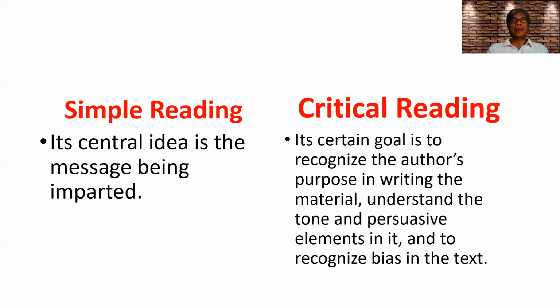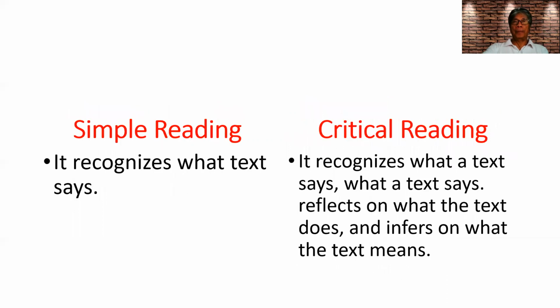In simple reading, the central idea is the message being imparted there. Then in critical reading, the goal is to recognize the author's purpose in writing the material. You try to understand the tone. Is it angry? Is it persuasive? You have to look at elements, and then you have to look at the bias of the text. There is no text without bias. There is no text without any intention. It may be the intention of the author, maybe the intention of the publisher, maybe the intention of the community, and so on. So that's critical reading.